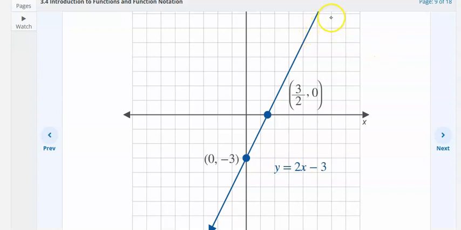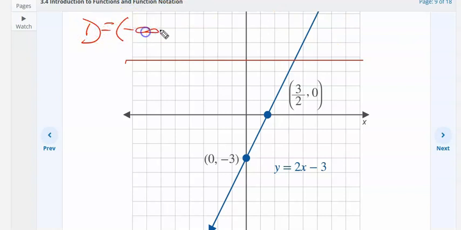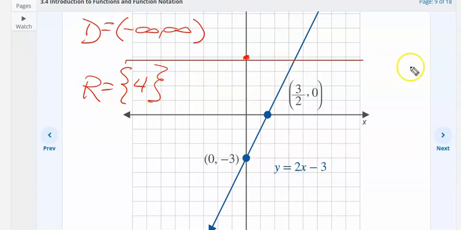How about if we had a horizontal line, like so? Here, this is a special case where the domain would be from negative infinity to positive infinity. But the range now is unique. It's only this one point. Let's suppose it went through this dot: 1, 2, 3, 4. We would put that in braces. That would be 4. And that would be the answer for this one.